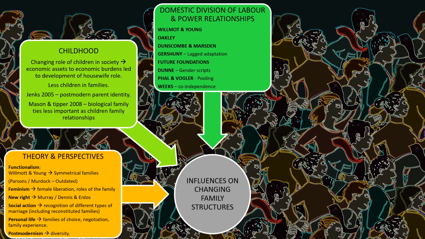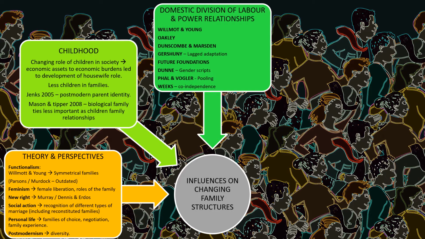Wilmot and Young talk about symmetrical families. So we could talk about those symmetrical dual earner families, the family changing in that sense that both partners have a role. We could potentially suggest that there's less children, so women are returning to work because there's less children within the family. Oakley talks about the dual burden, women working. So again, it's pulling at straws, but it could suggest that smaller family structures, maybe less children or no children, allowing women to do paid work and housework.